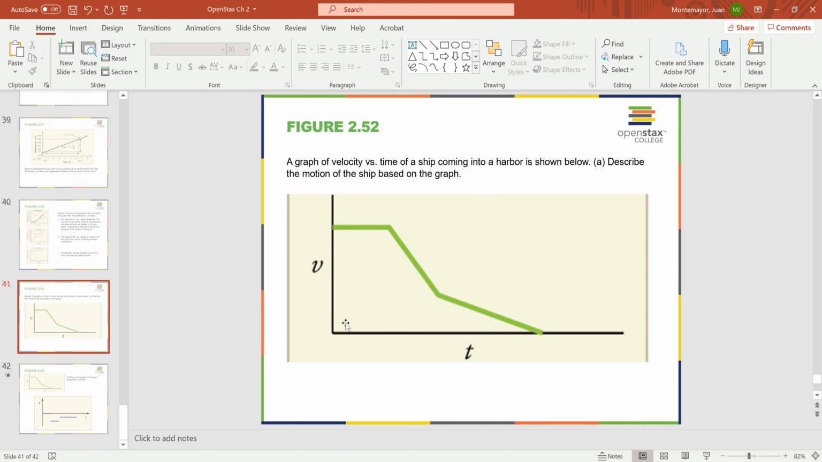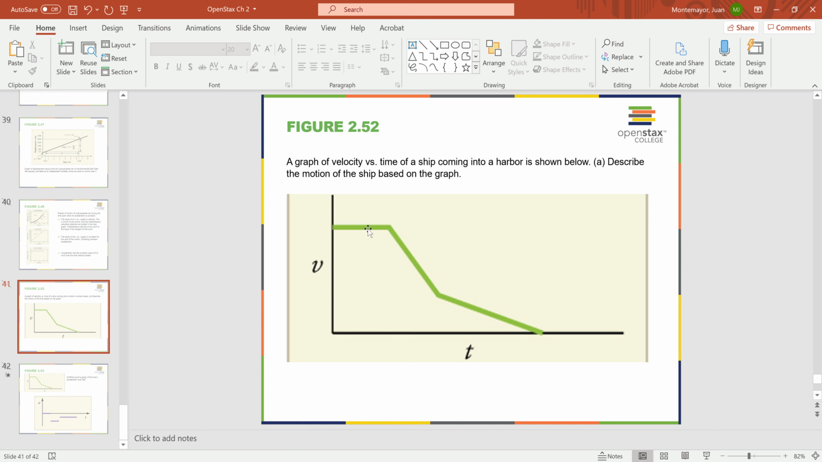So for figure 2.52, a graph of velocity versus time of a ship coming into the harbor is shown. Describe the motion of this. We know that it is at a constant velocity here. Let's call this just v initial. If you want to give it a numerical value, you're more than welcome to. We can say it is going at 10 meters per second. But then it decreases, let's say about 2 meters per second over time. So it actually decelerates here, right? Because our velocity is slowing down. Then it decelerates a little bit more here until our velocity is 0.